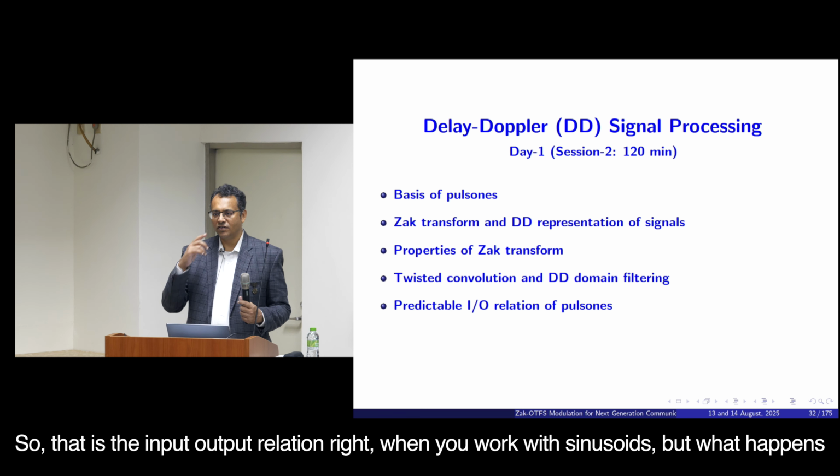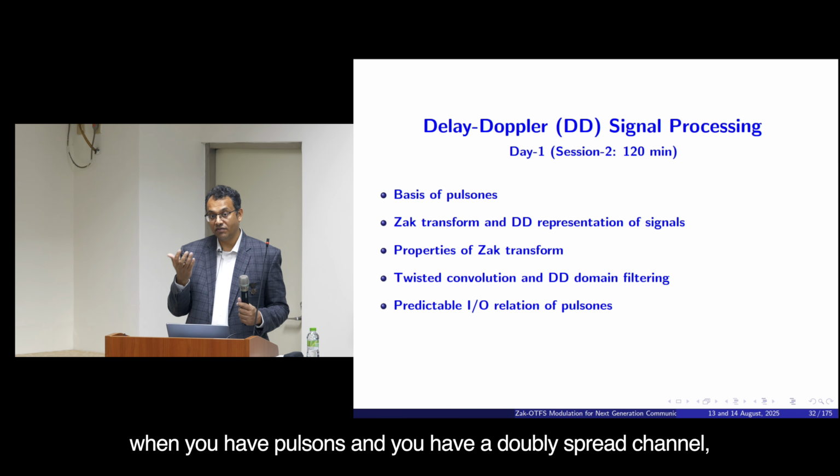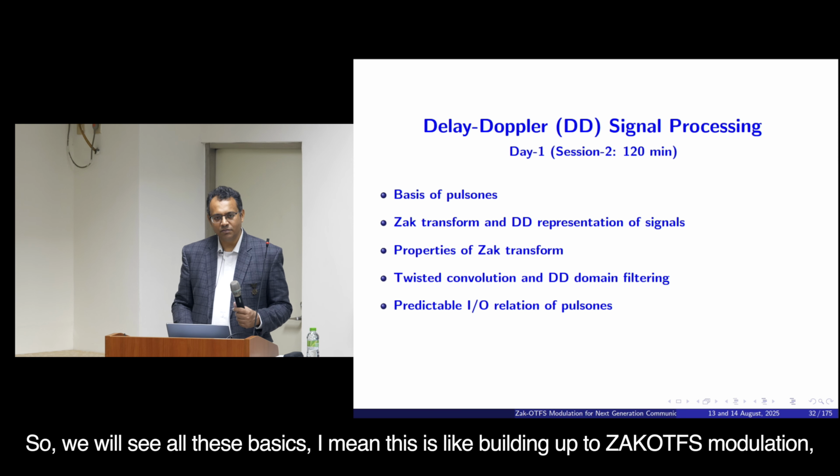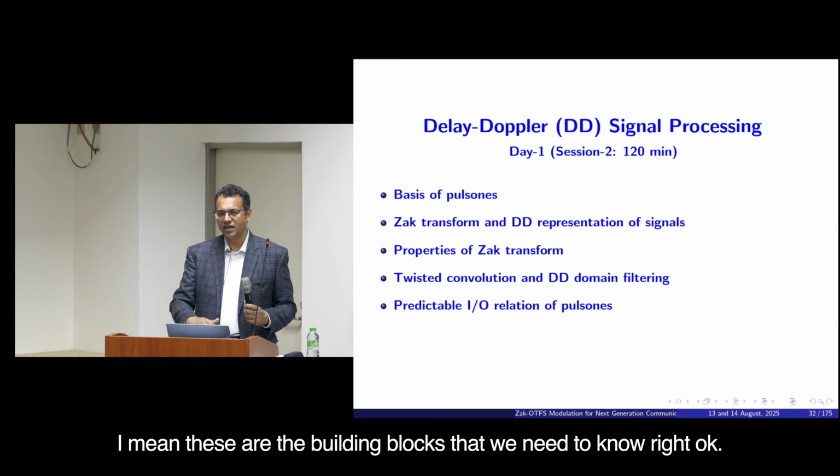But what happens when you have pulsons and you have a doubly spread channel? How are the input and output related? So we'll see all these basics. I mean this is like building up to Zak OTFS modulation. These are the building blocks that we need to know, right.